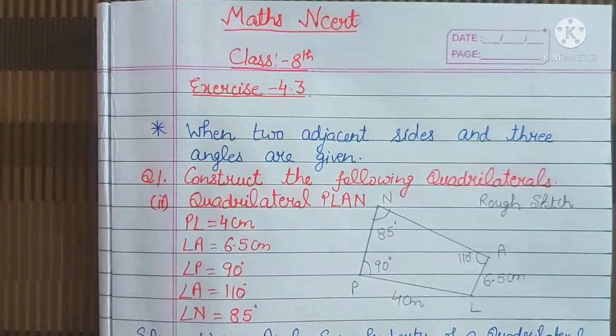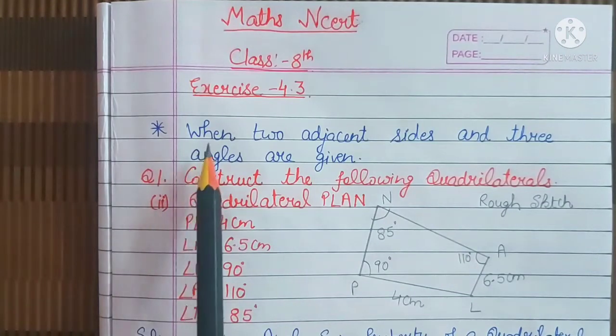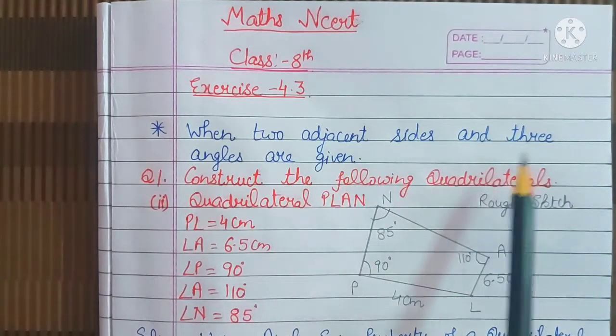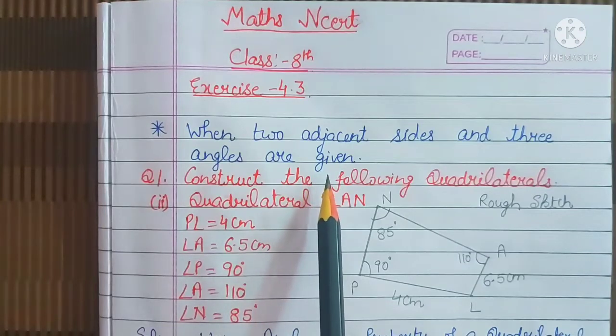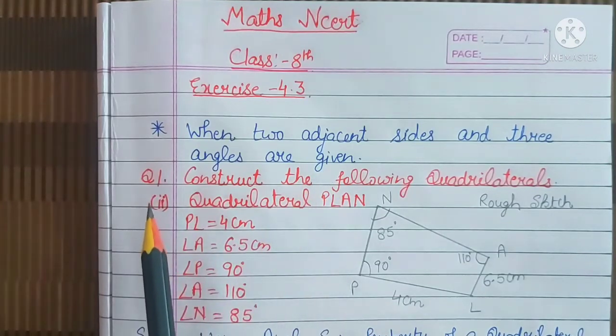Hello dear students, today we are going to do exercise 4.3, which is related to the case when two adjacent sides and three angles of a quadrilateral are given. So let's start with the first question.